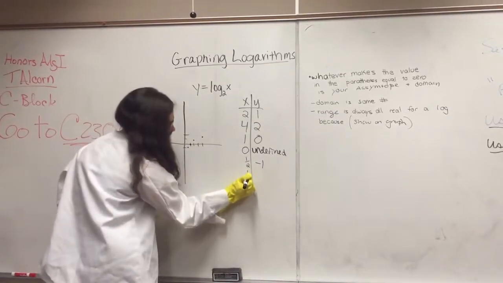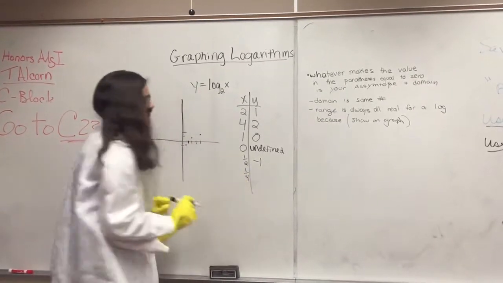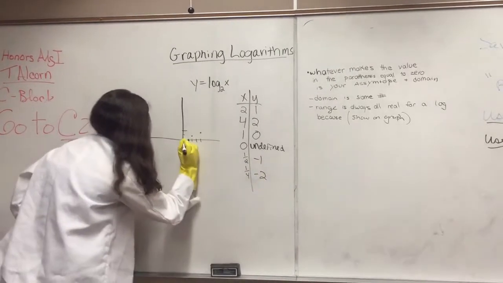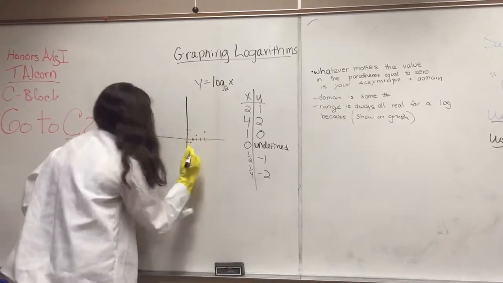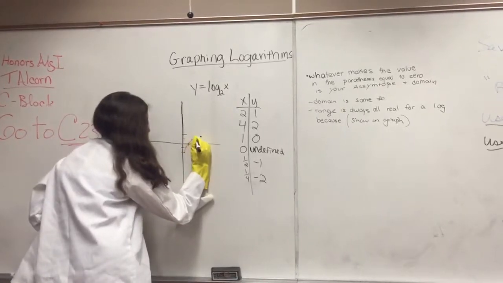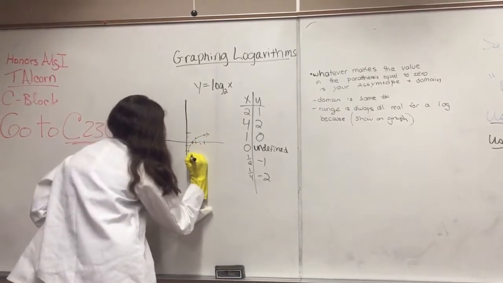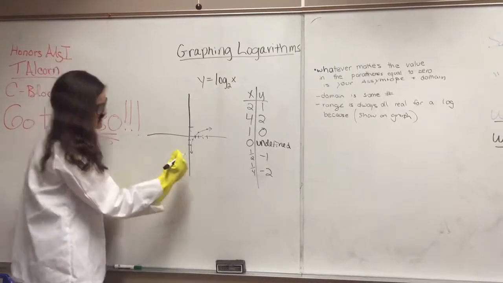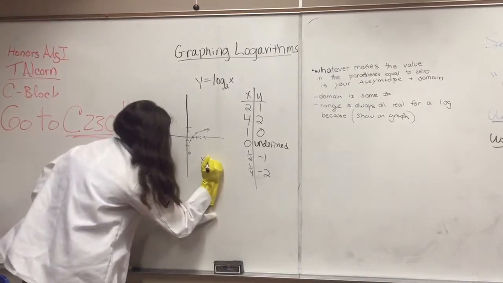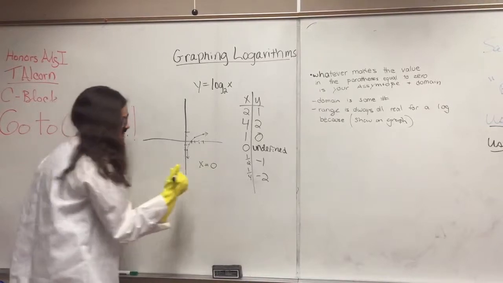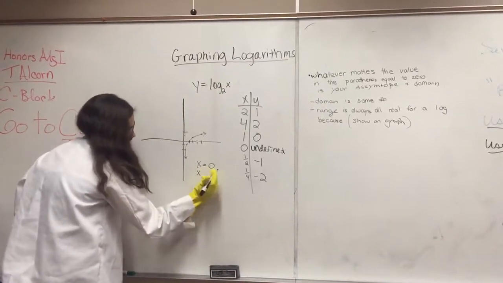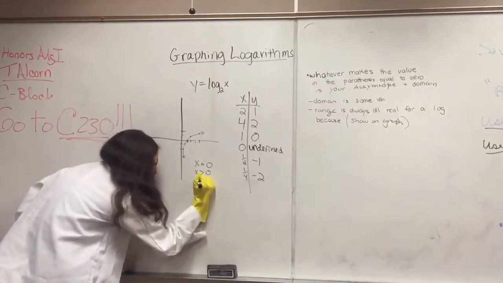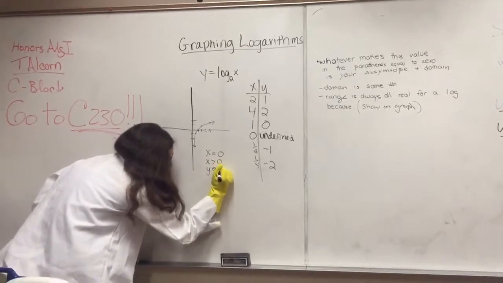Let's try another. Log 2 of 1/4 is -2. As you can see, this graph is approaching the asymptote, which is 0, but it never actually touches it. So x equals 0 for the asymptote. X has to be greater than 0 for the domain, and y is all real.